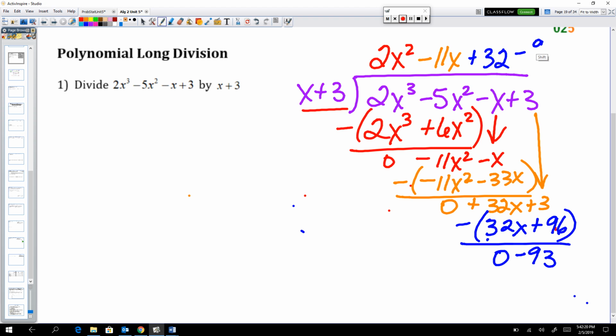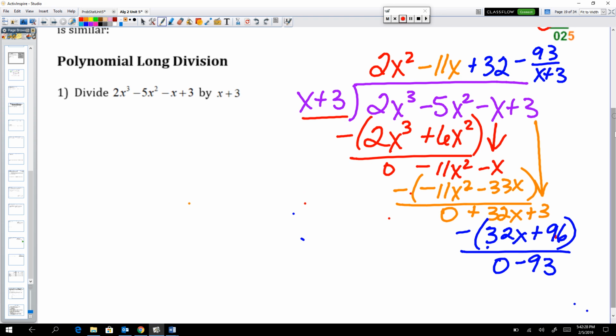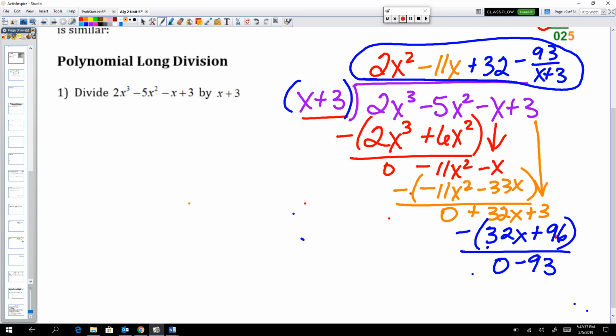So negative 93 over x plus 3 ends up being our remainder term. So that's our answer to this long division problem. This purple polynomial divided by this purple x plus 3, the answer to that is this polynomial here. Okay? So that is long division.